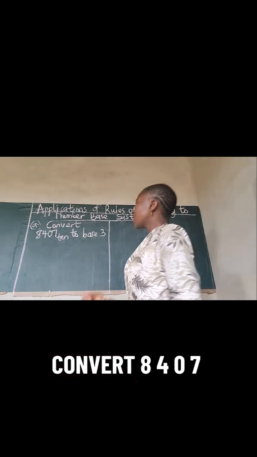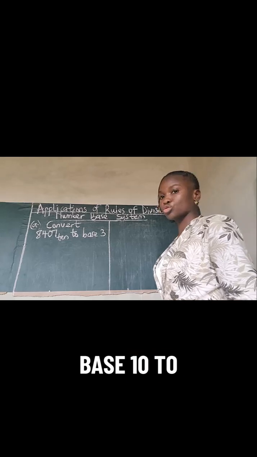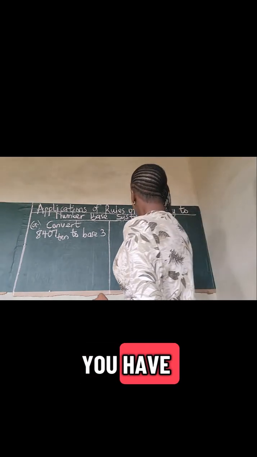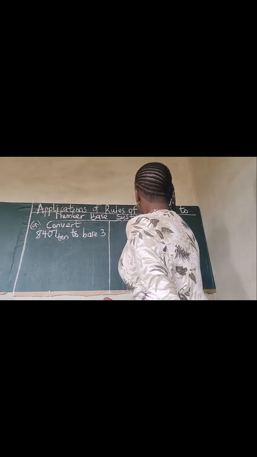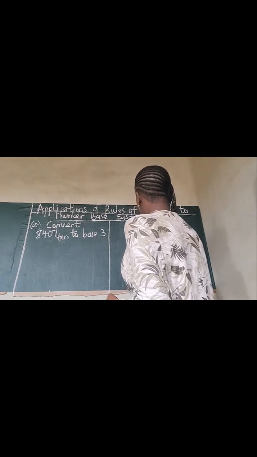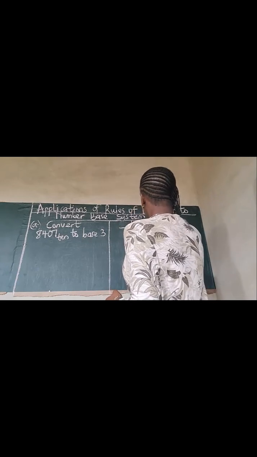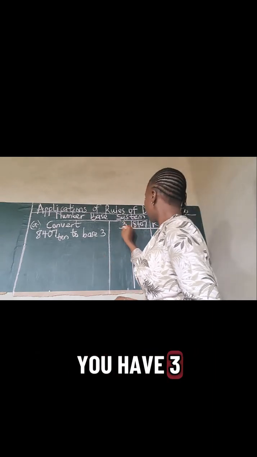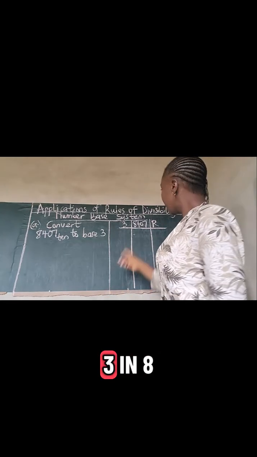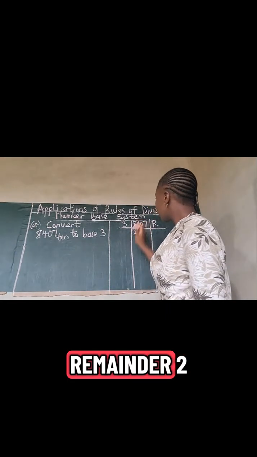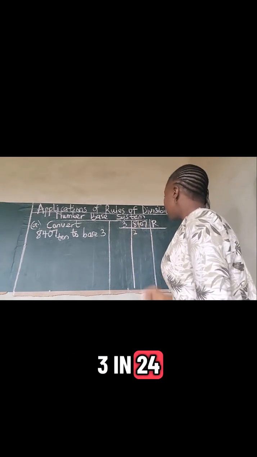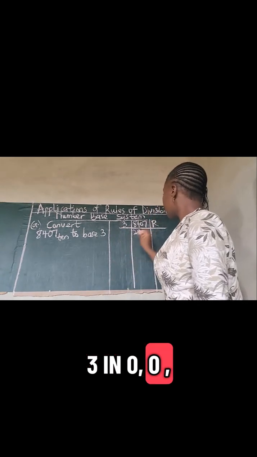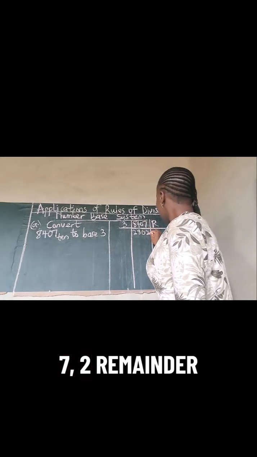Convert 8407 base 10 to base 3. So you have 8407. You have your remainder here. Since you are converting to base 3, you have 3 in front. So 3 in 8, you have 2, remainder 2. 3 in 24, you have 8. 3 in 0, 0. 3 in 7, 2, remainder 1.